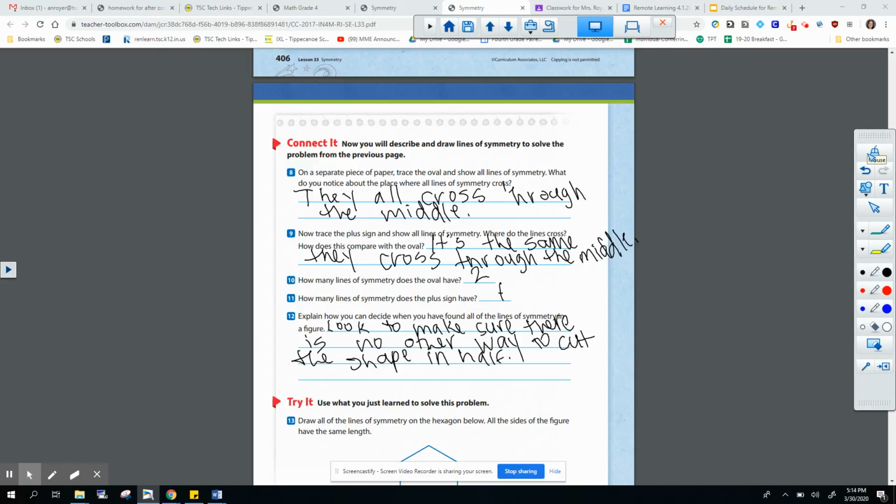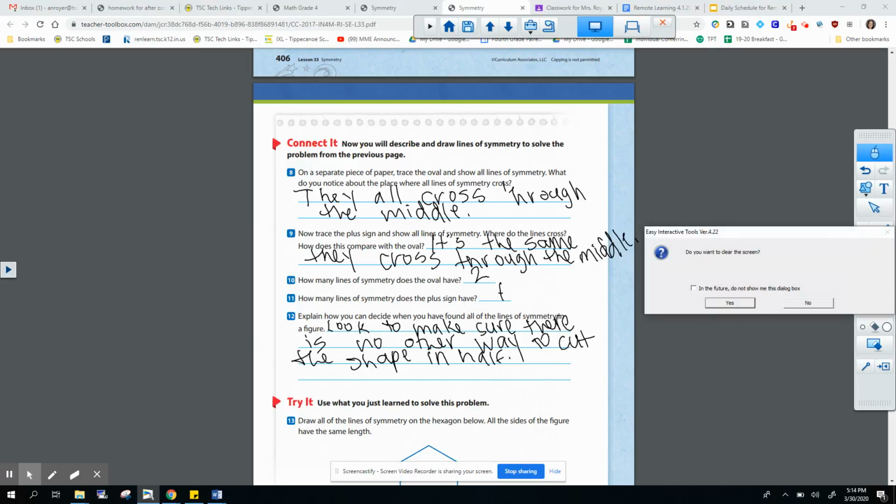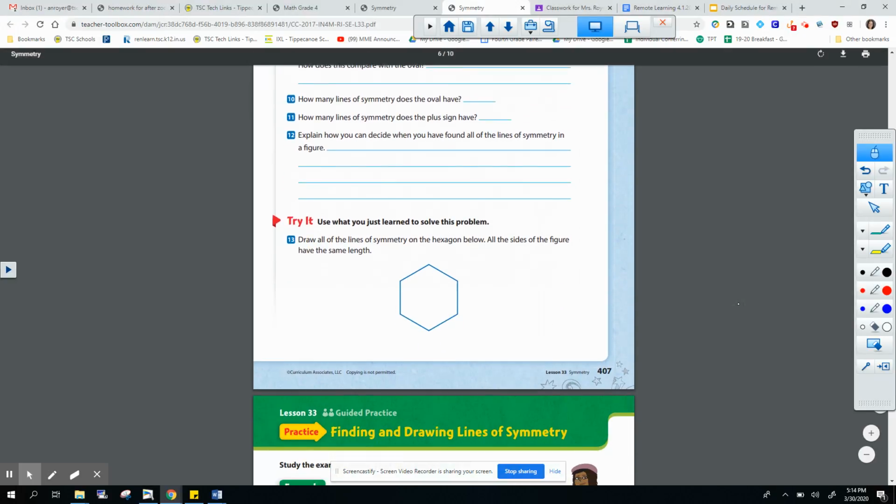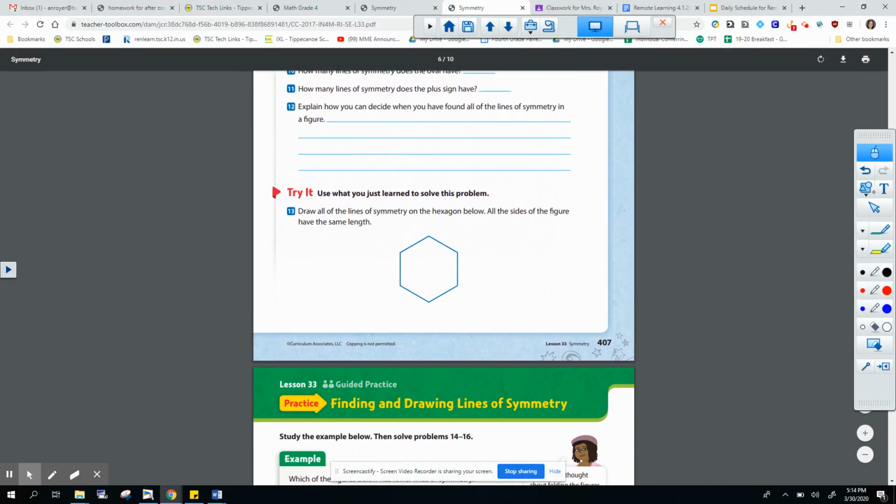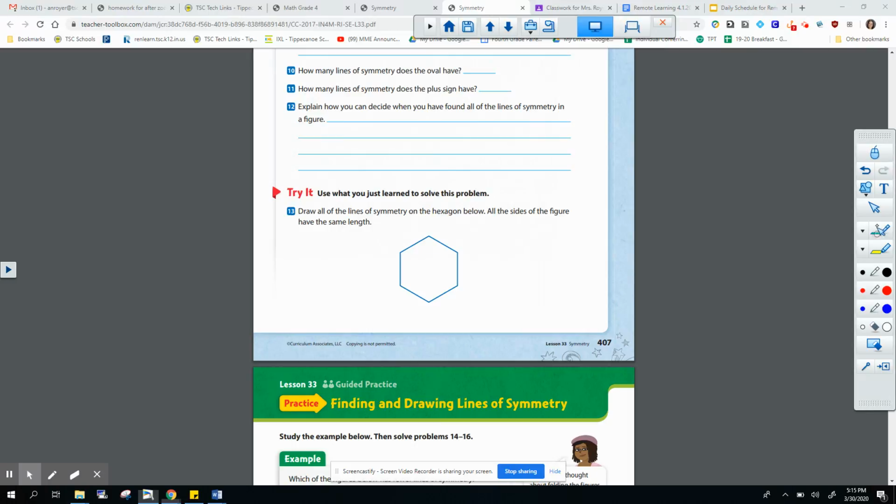Right, and then down here it's going to have us draw all of the lines of symmetry on the hexagon below. All of the sides have the same length. And remember we talked about yesterday, if all of the sides are the same and all of the angles are the same, then you're going to count the sides, and that's how many lines of symmetry you should be able to draw. So a hexagon has 6 sides. They're all the same length here. So that means I can go through every side and every angle, and there are 6 sides, so I should have 6 lines of symmetry.